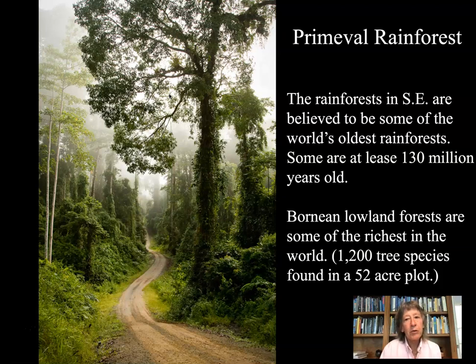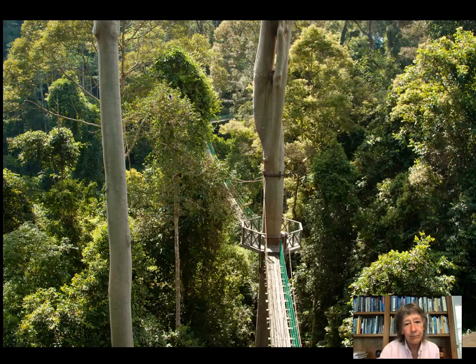But absolutely an incredible area. It's a primeval rainforest. The rainforests of Southeast Asia are believed to be some of the world's oldest rainforests. Some of them are at least 130 million years old. These rainforests can have as many as 1,200 species of trees found in a 52-acre plot. And so incredible species diversity in terms of trees, incredible species diversity in terms of birds, mammals, reptiles, and amphibians.